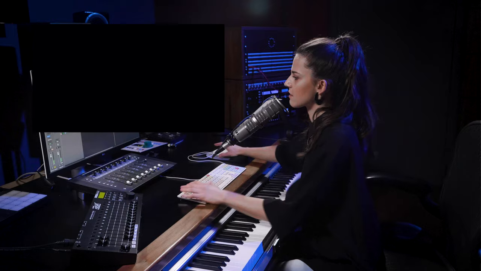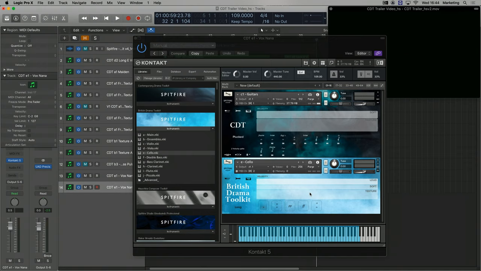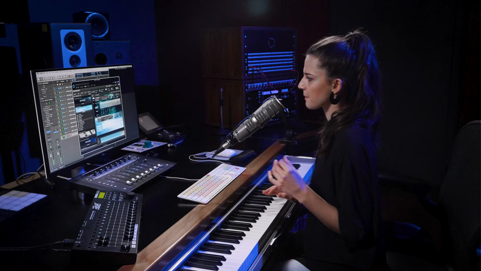Otherwise, I think it's just about being able to have both of your hands on the keyboard and just reacting to what you're seeing, making this incredibly intuitive. If you enjoyed this way of working, but you're looking for a more traditional setup, we also have British Drama Toolkit, so you get acoustic strings in there and woodwinds, and equally, it works really well with one another. And you can get so many more combinations out of that as well.